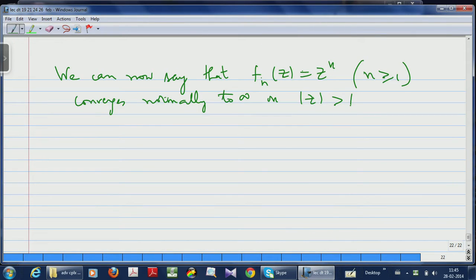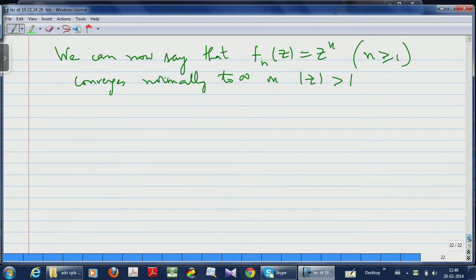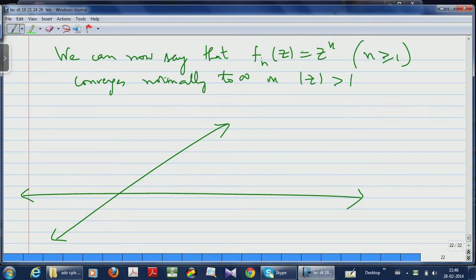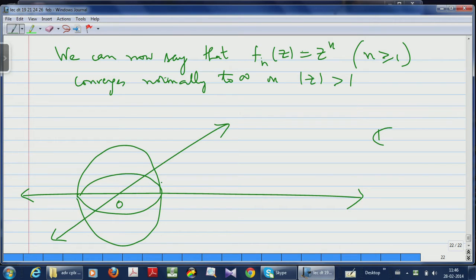So again let me draw another diagram. Here is your complex plane as it is in R2, and this is the origin, and let me draw the Riemann sphere here. Okay, so this is the situation, and mod z greater than 1 is the region of the plane exterior of the unit circle. So this is mod z greater than 1. Oops, it's very hard to draw that in a three-dimensional diagram.